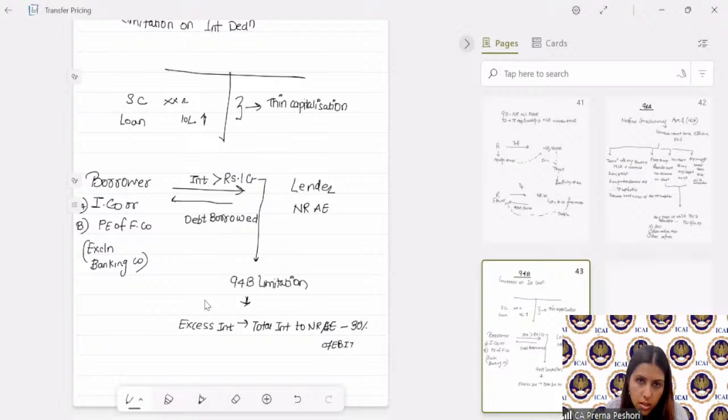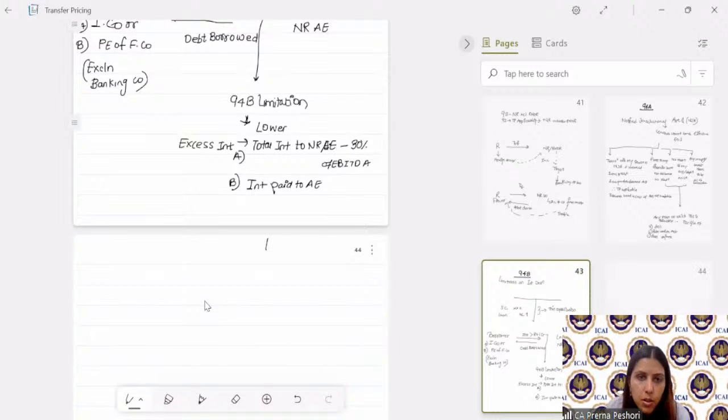Or the second is interest paid to the AE. Lower of this will be subject to disallowance and will be carried forward for 8 years. Is that clear?